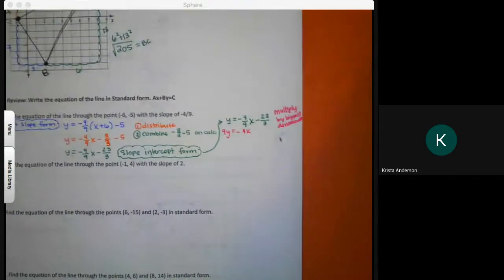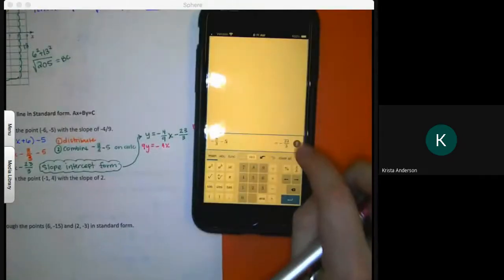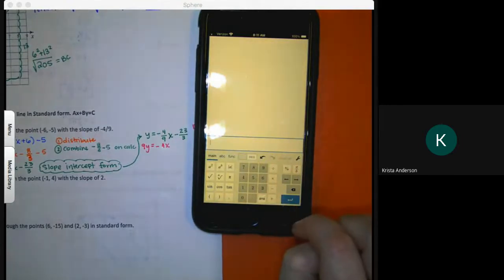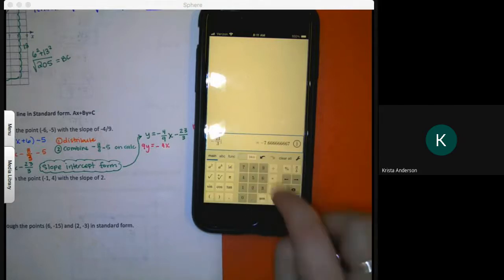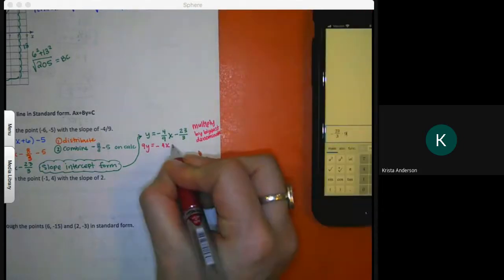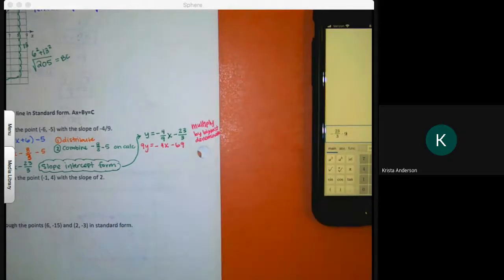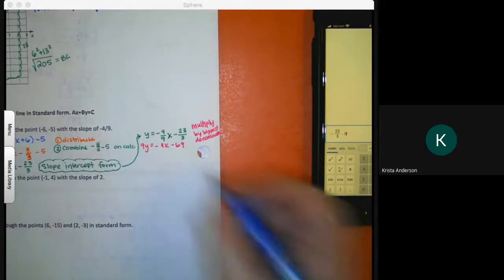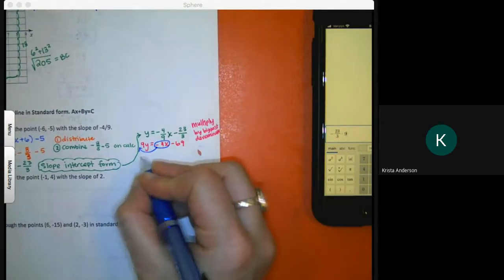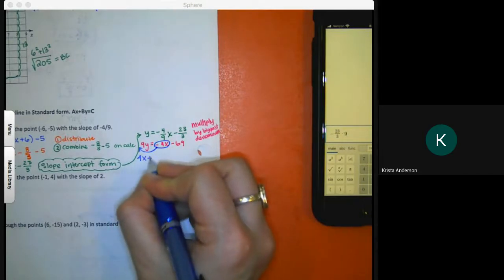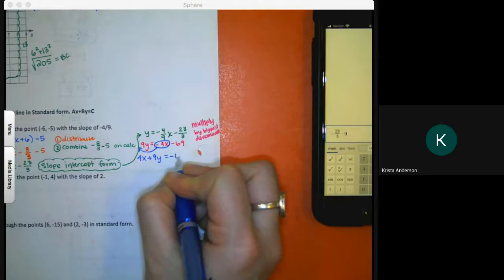So I'm going to calculate what happens when I multiply it by 9. It's confusing. I know this is the meanest one. I don't know why I put the meanest one first, but negative 23 over 3 times 9, and it's a negative 69. Last step, I move the 4x over in front. Negative becomes a positive 4x plus 9y is negative 69.